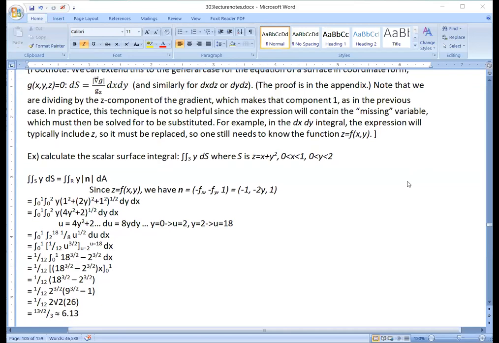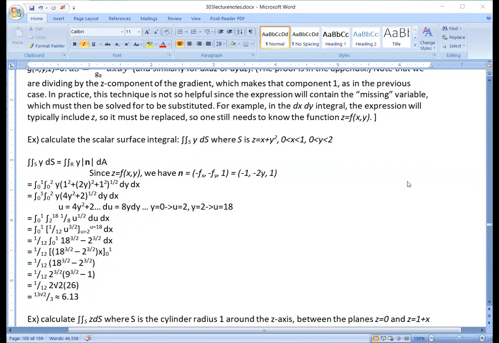Okay. So now let's do another problem. Let's do this surface integral, the double integral over the surface S of z dS. And what's the surface S? It's the cylinder of radius 1 around the z-axis, and it's between the planes z equals 0 and z equals 1 plus x. So this one is definitely trickier because we're certainly going to have to write things out parametrically.